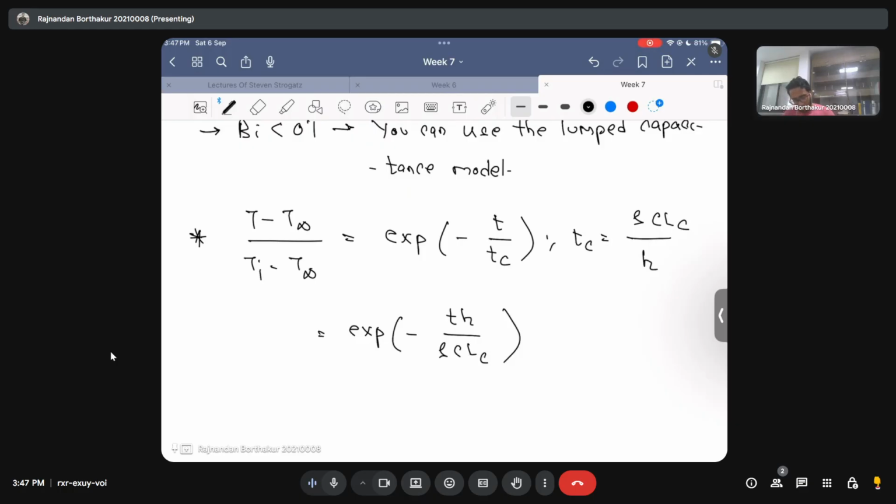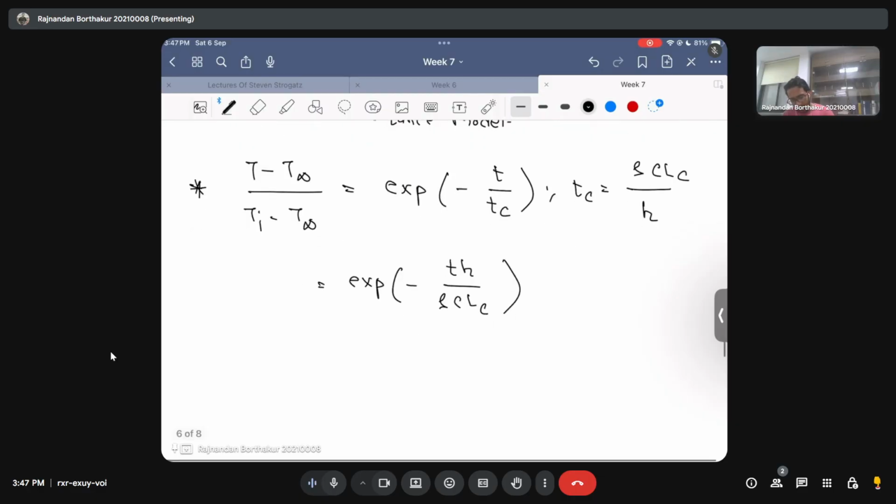Okay. And then what we'll do is some manipulation here. We will multiply the numerator and denominator by Lc. So this becomes h Lc t by rho C Lc squared.